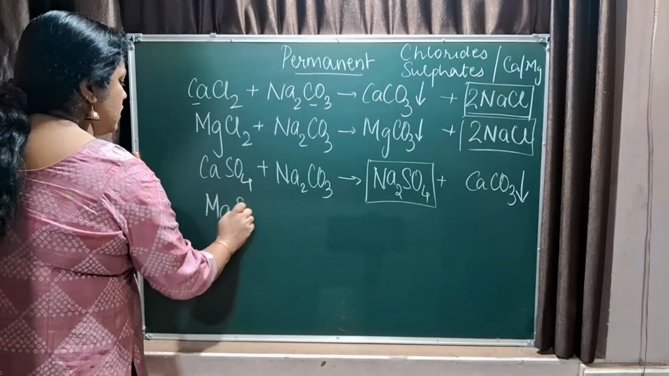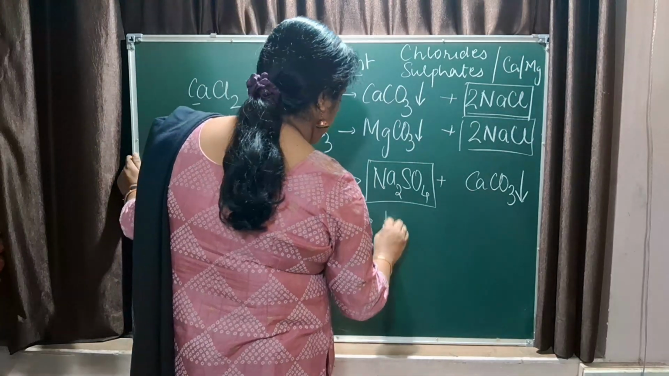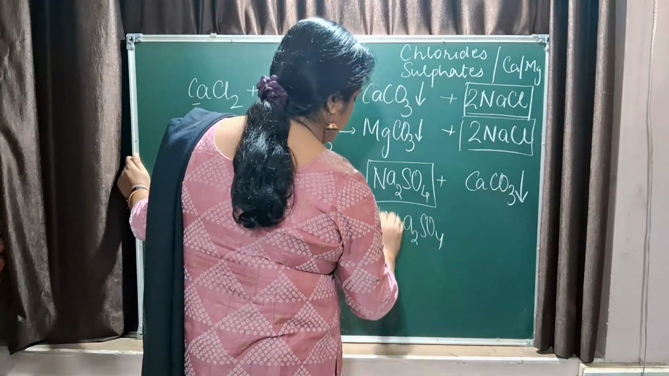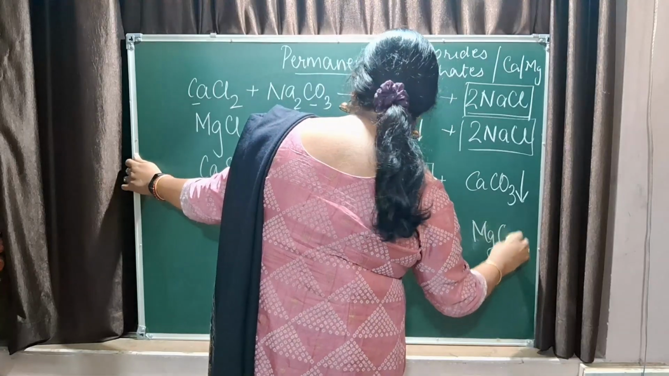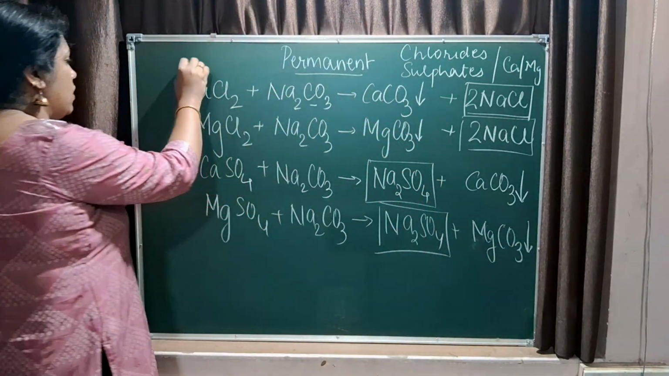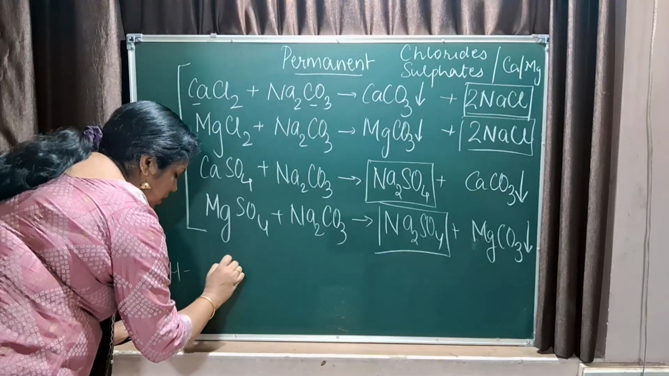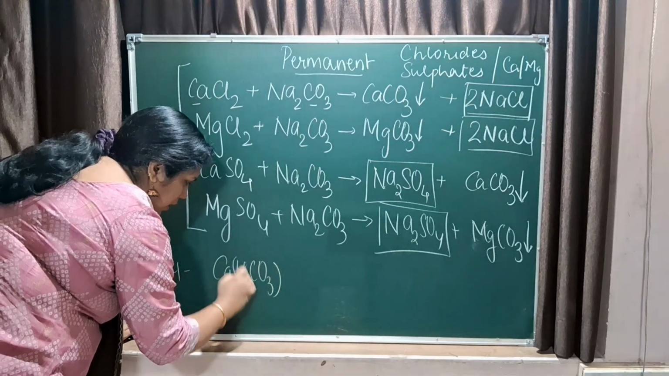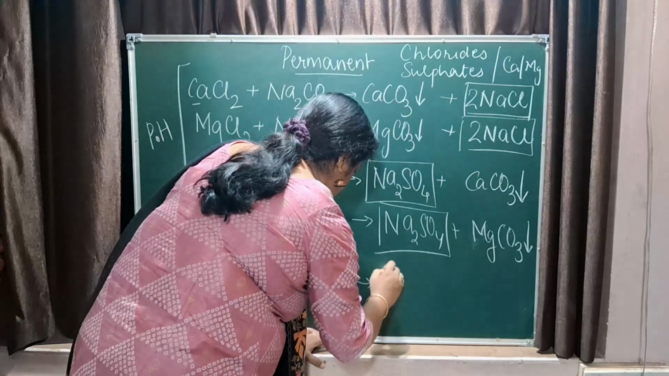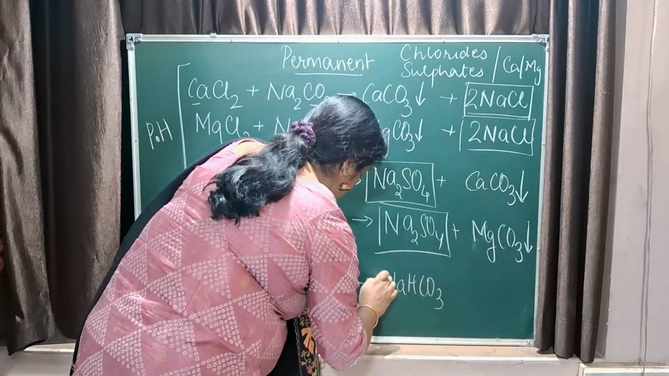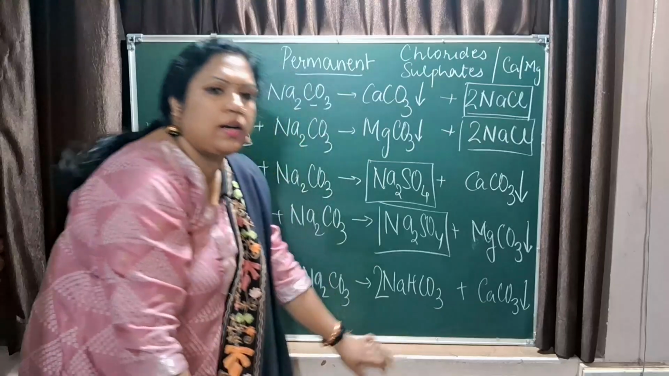Similarly, you have magnesium sulfate. When it reacts with sodium carbonate, it forms Na2SO4, which is not a problem, but you have the deposition of magnesium carbonate, right? So these are all related to permanent hardness, correct? Now temporary hardness, the cause was what? Calcium bicarbonate, right? When this bicarbonate also reacts with the washing soda, you have the formation of sodium bicarbonate, which is again soluble in water, and you have the formation of calcium carbonate, hence the hardness is removed.